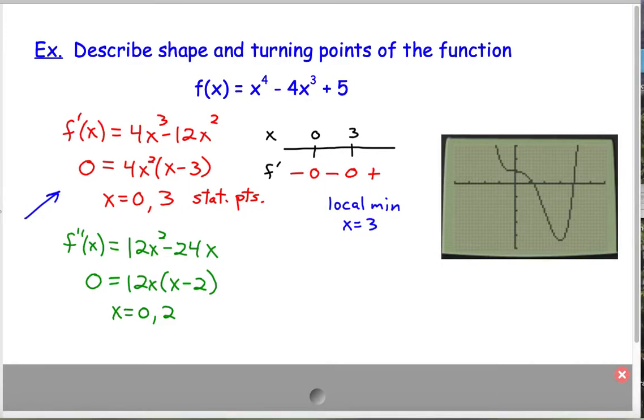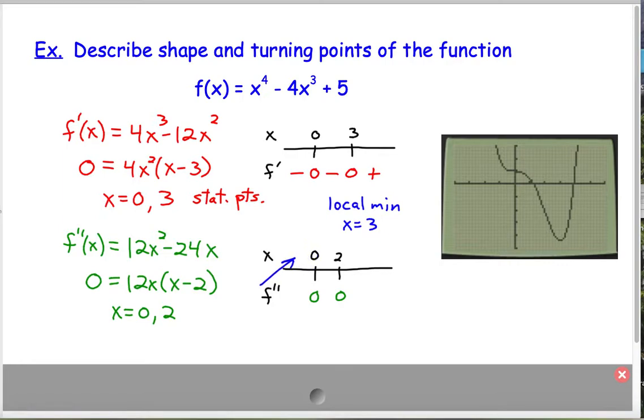Once again, we'll make a plus minus chart. Actually, let me line this up with the other one as best as I can. Here's 0, and then x equals 2. These are the x values. Now remember, it's important to label your chart so we know we're looking at f double prime here. And we know f double prime is 0 there and there. So let's pick some other values.